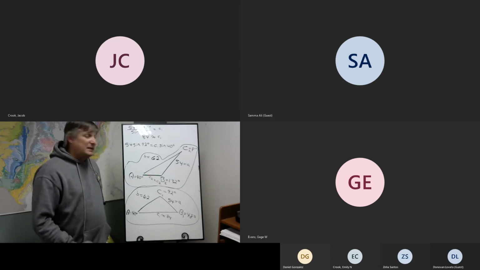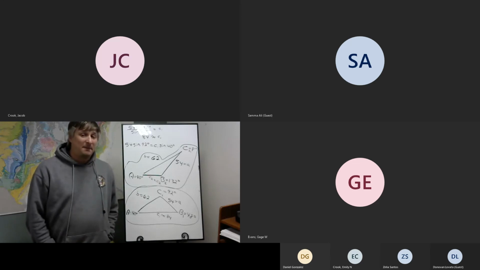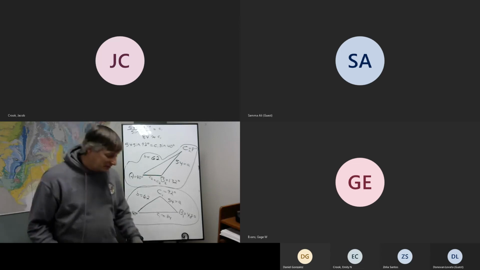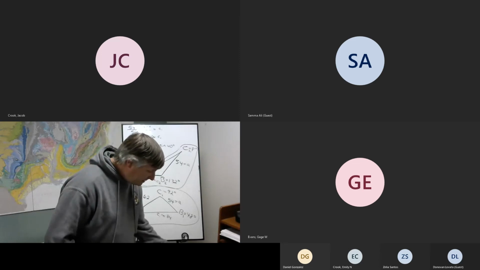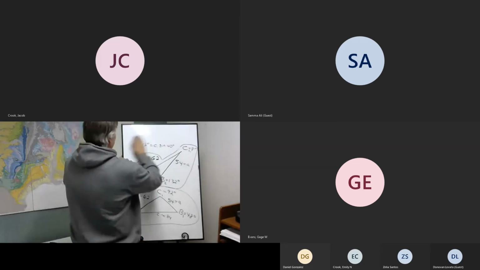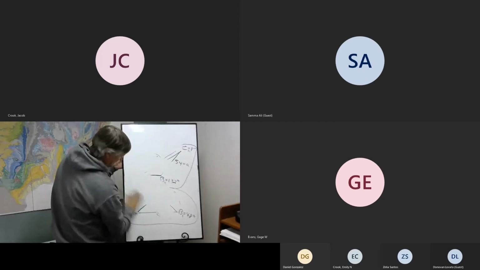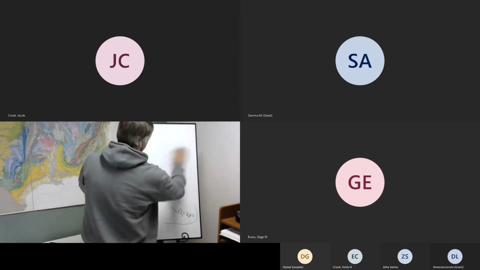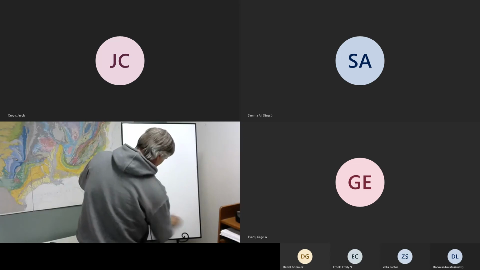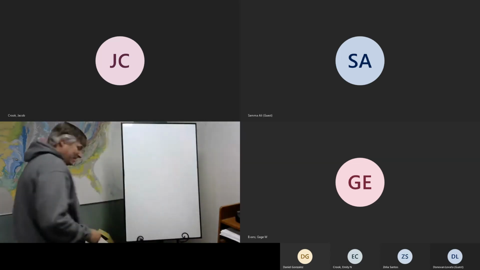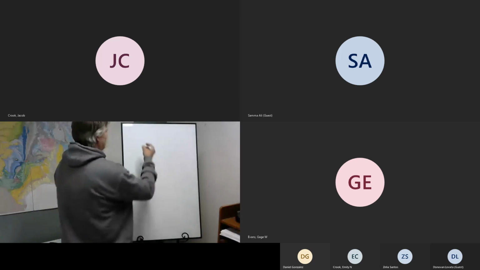So any questions about that? All right. The last thing to mention in this section is they have an area formula. And so basically it's going to work like this.